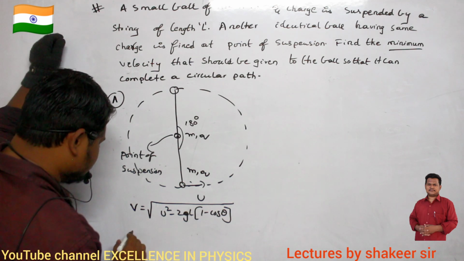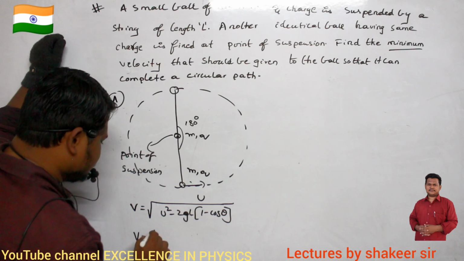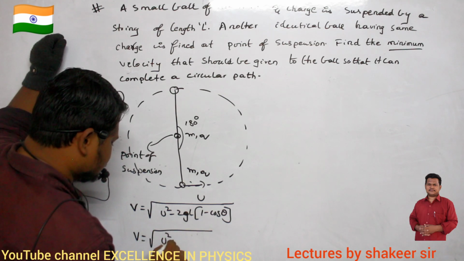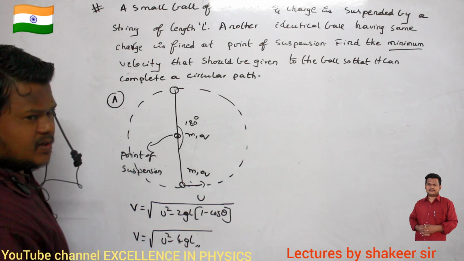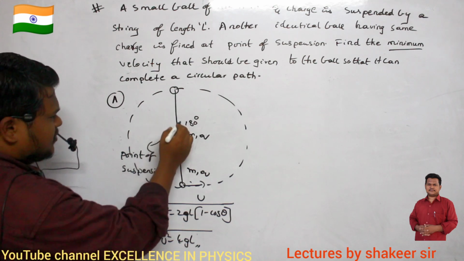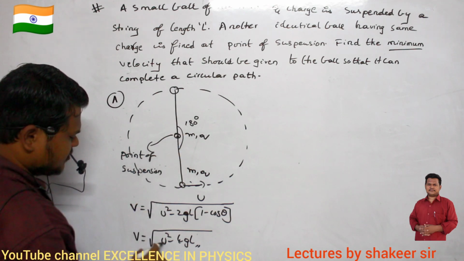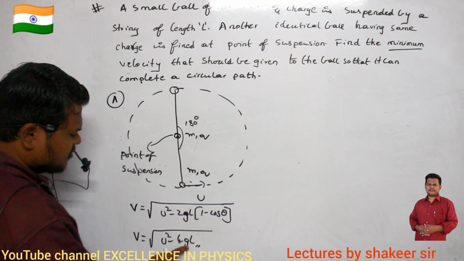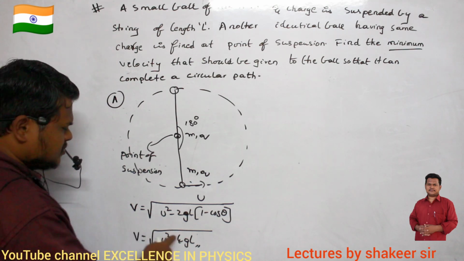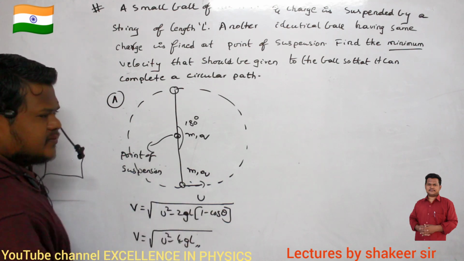So therefore, what is the final velocity we will get? V is equal to square root of u square minus 4gl. This is the relation which I will get. Are you able to understand? So after reaching an angle of 180 degrees, what is the final velocity of the body? V is equal to square root of u square minus 4gl. So this was the equation we derived previously.